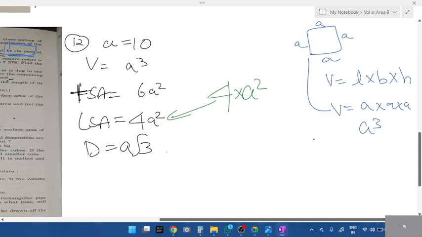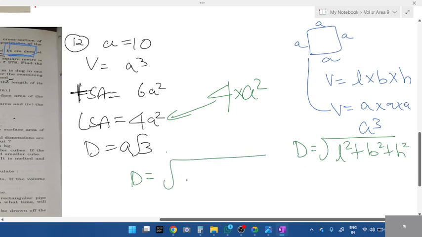Next, diagonal. What is the diagonal of a cuboid? Square root of l square plus b square plus h square. For a cube, all these are the same. So for a cube, these are the same.